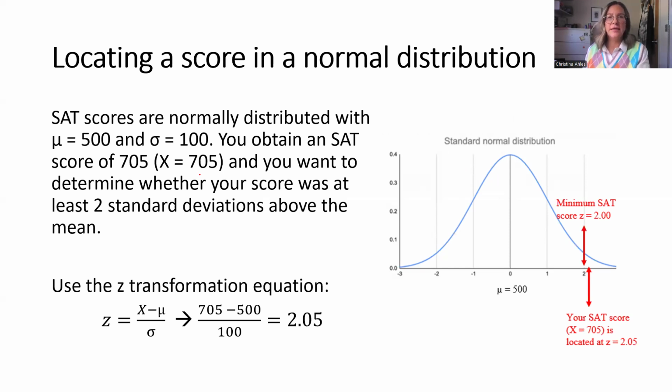And let's say you obtain a SAT score of 705. That's your raw score, X equals 705. And you want to determine whether your score was at least 2 standard deviations above the mean. You would transform that equation. So you would plug in right here, 705 minus 500, all divided by 100, and your z-score is 2.05. Well, here is the minimum at a z-score of 2. Yours fell at 2.05, which is to the right of that. So your score was at least 2 standard deviations above the mean.